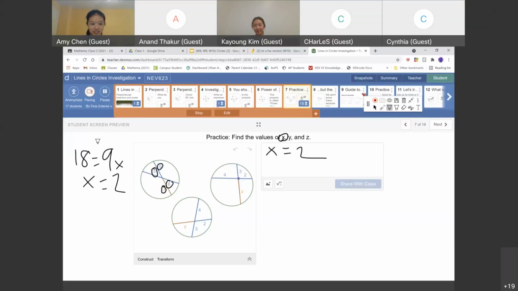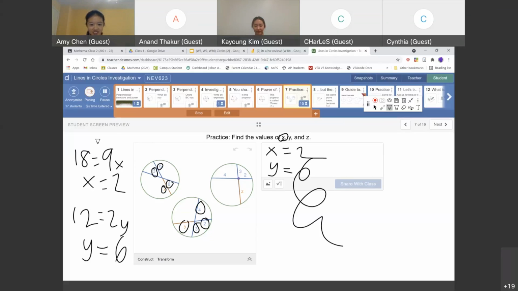The second circle, 4 times 3 equals 2 times y. So 4 times 3 is 12, so 12 equals 2y. So y equals 6. And then for the third circle, 4 times 2 equals 3 times z. So 4 times 2 is 8, and that equals 3z. So z equals 8 thirds.